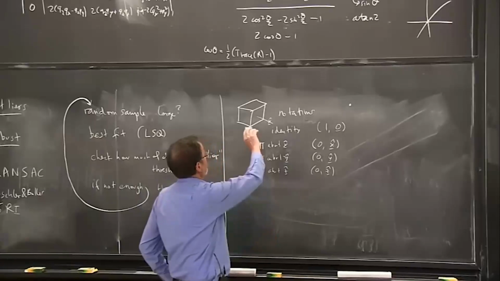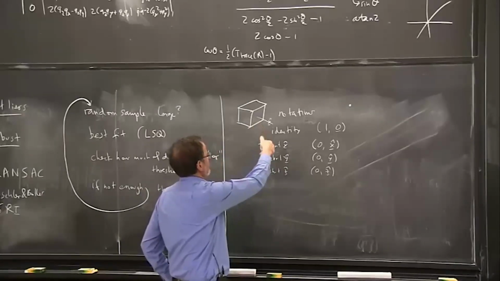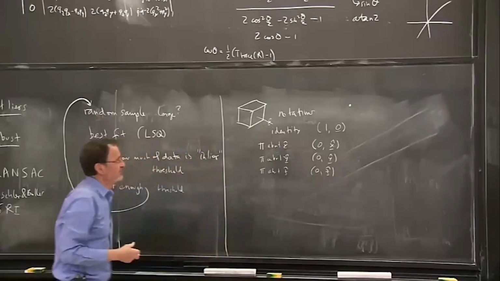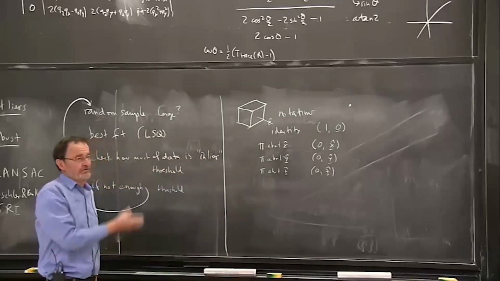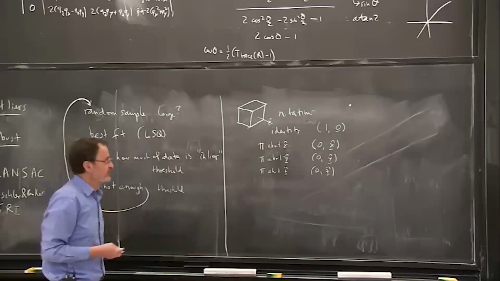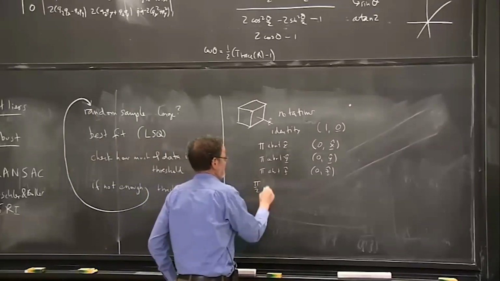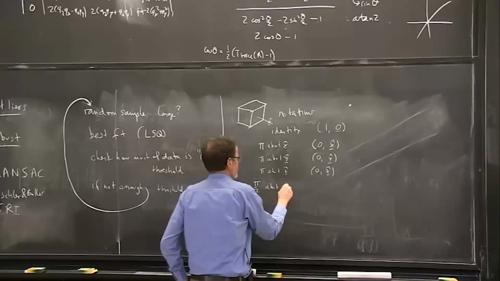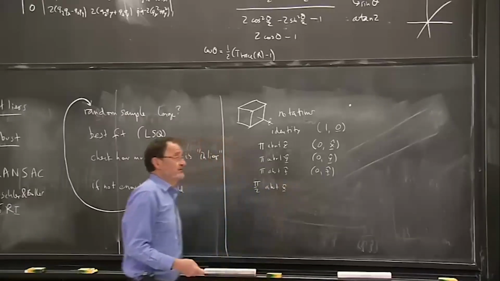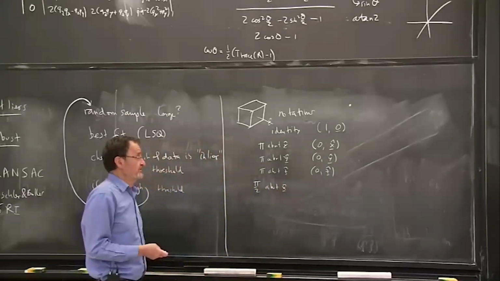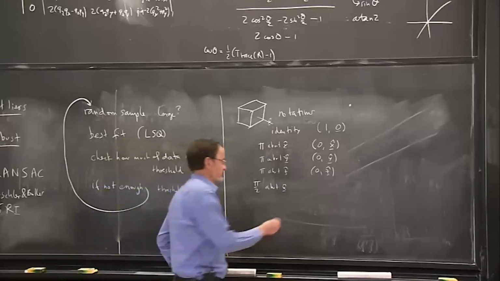Well, I don't have to rotate 180 degrees. Oh, how about minus 180 degrees? Well, of course, that's the same, right? So that doesn't add anything. But I could think about rotating pi over 2. So let's try that. So pi over 2, that's going to be cosine of pi over 4, which is 1 over square root of 2.